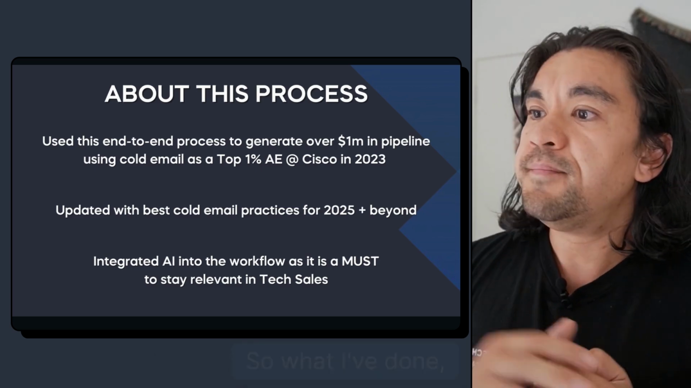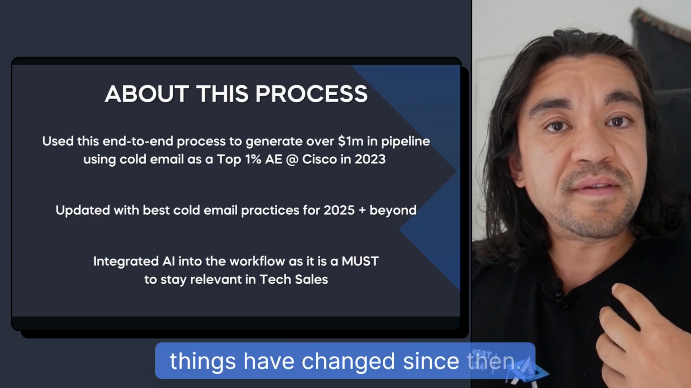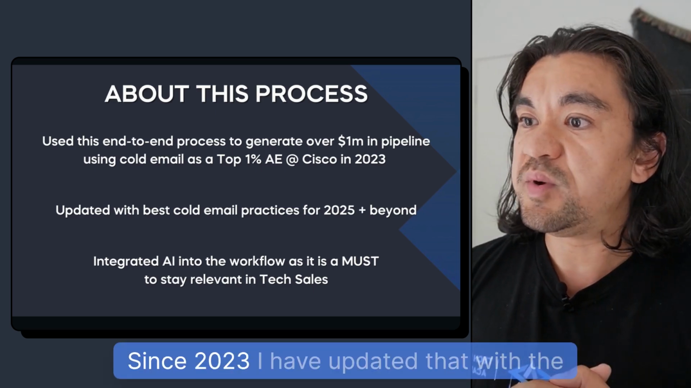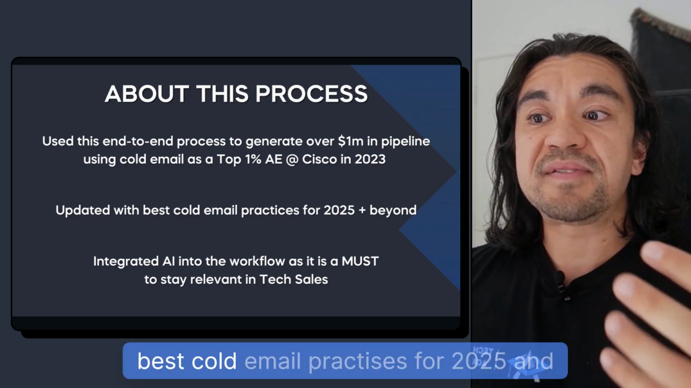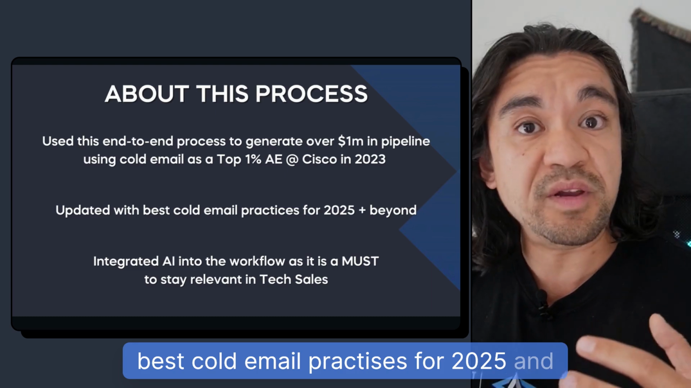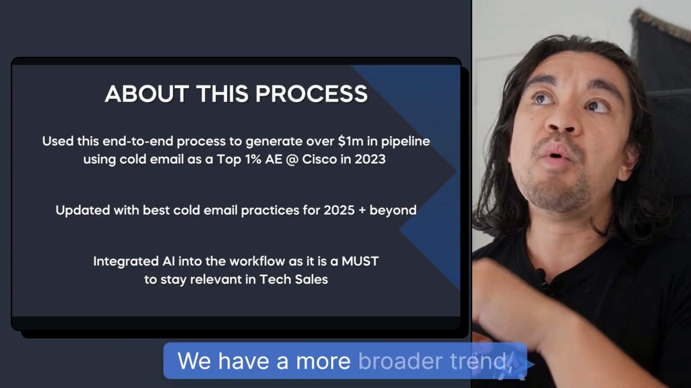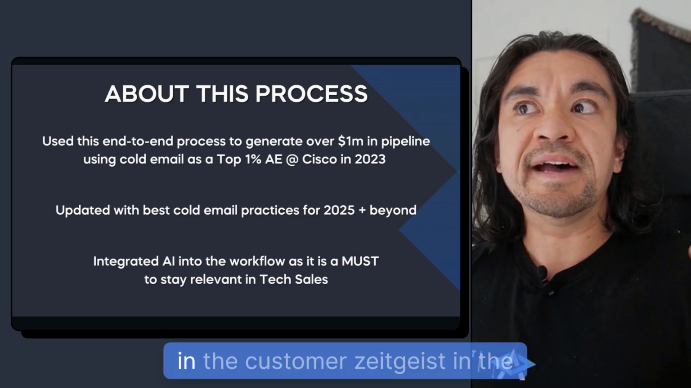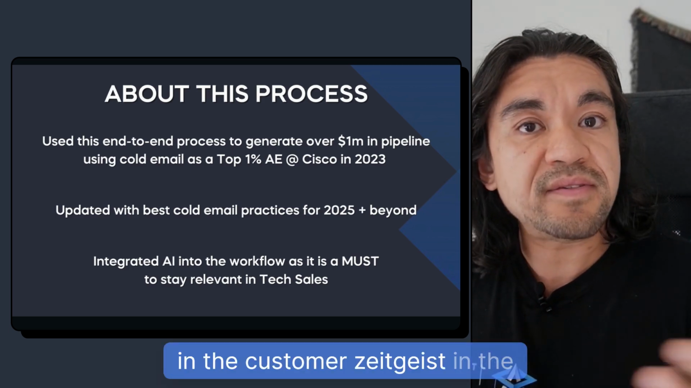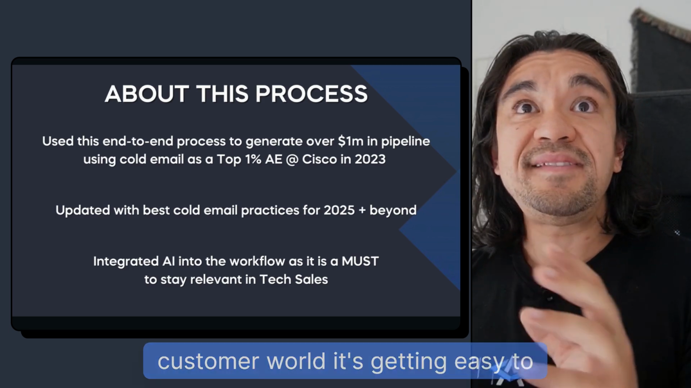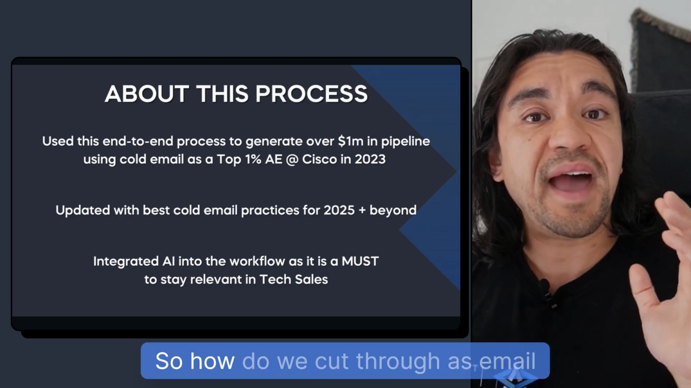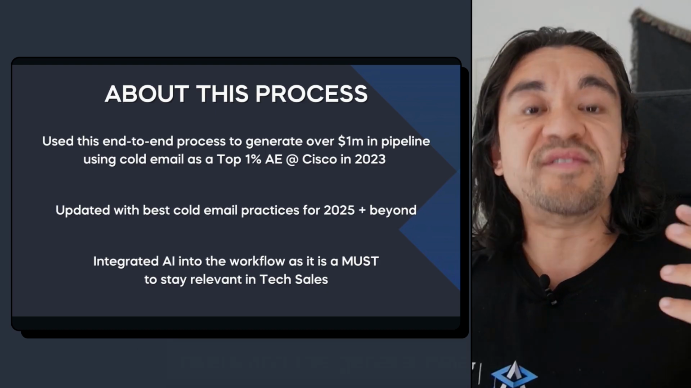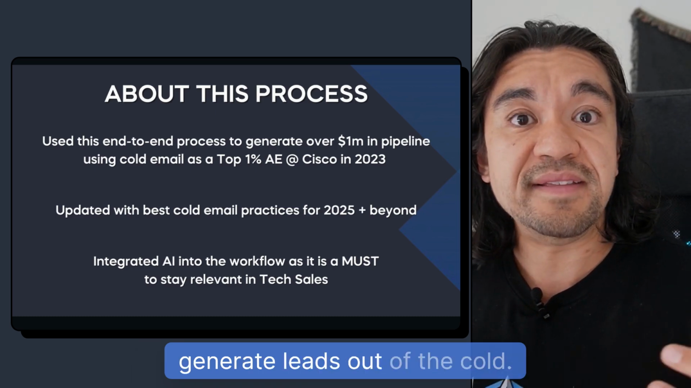So what I've done, you know, things have changed since then. The market's changed a fair bit. Customers have changed. Their buying behaviors have changed since 2023. I've updated that with the best cold email practices for 2025 and beyond. We have a more broader trend of increasing trust in the customer zeitgeist, in the customer world. It's getting easy to build technology, but harder to sell. So how do we cut through as email filters and the general noise of marketing makes it harder for us to generate leads out of the cold?